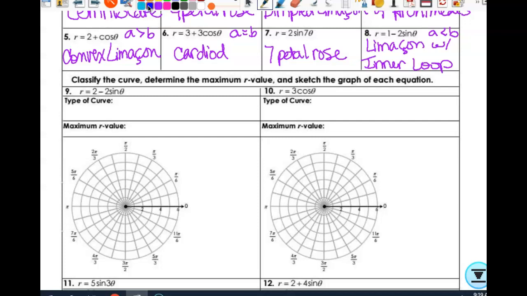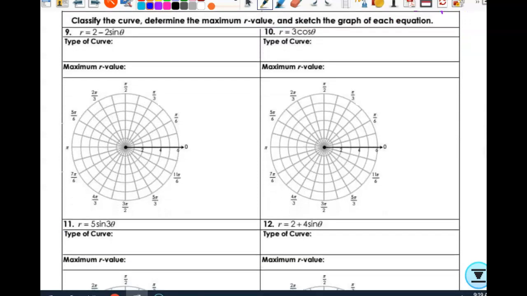So let's look at number 9. I have 2 minus 2 sine theta. So here A equals B. So what type of curve is it? Cardioid. So your maximum r value, if you look back at your chart for cardioid, that line that we drew, it says 2 times A. Whatever number that is, that's the largest distance from the pole that you have, and that's just 2 times A, right? So in this case, that's 4.